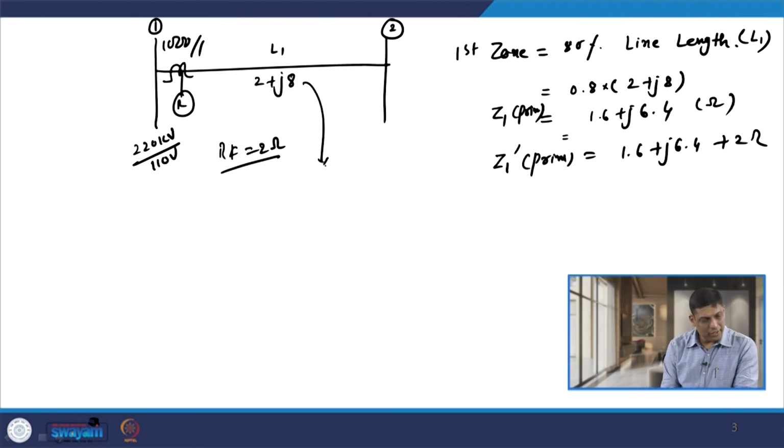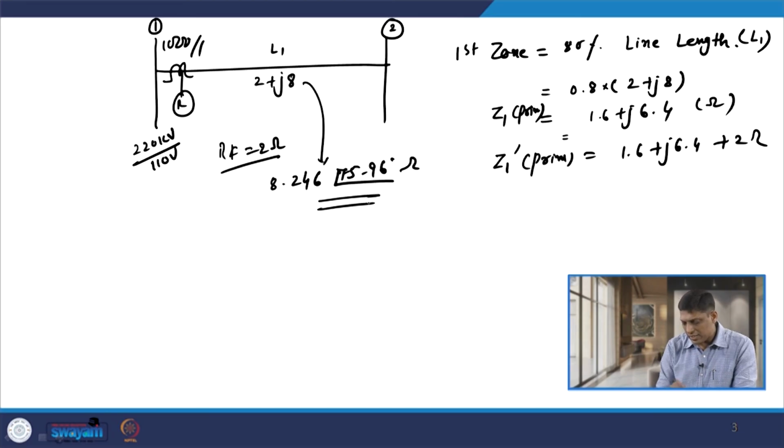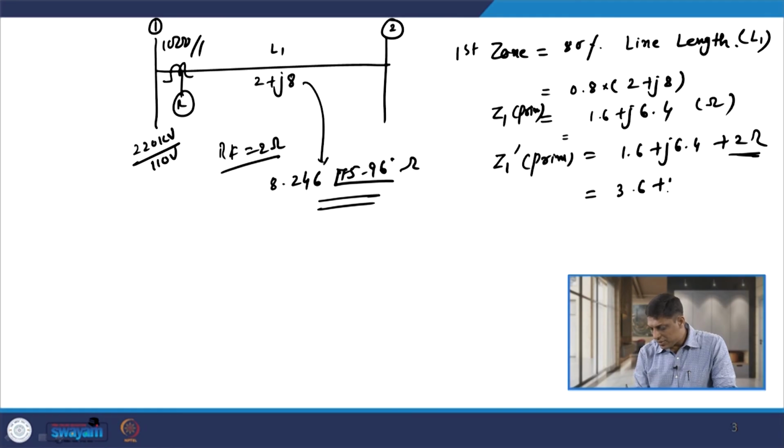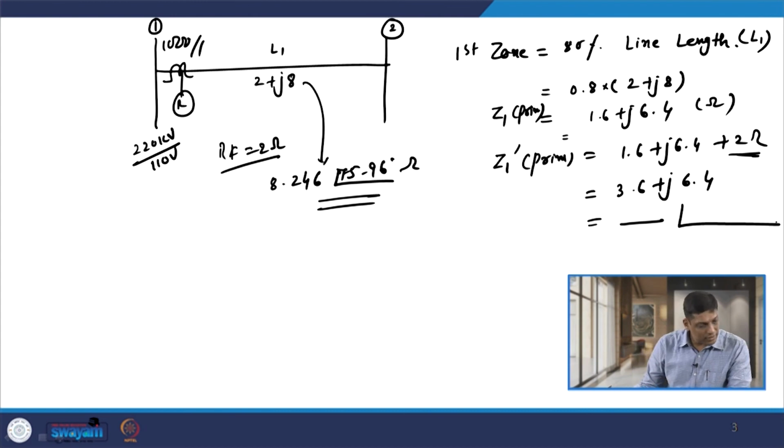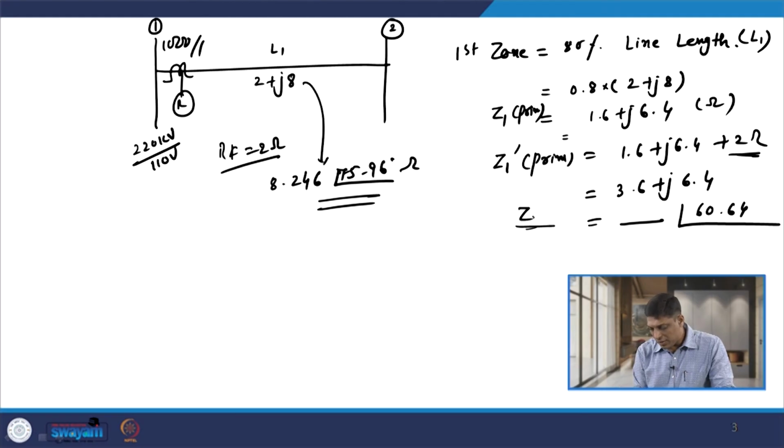In the earlier case, the 2 plus J8 value is 8.246 angle 75.96 ohm. So in the earlier case the angle is this; when I add 2 ohm fault resistance, the value comes out to be 3.6 plus J6.4. If I convert it, you have some magnitude and the angle comes out to be 60.64. So, you need to consider this Z1 dash primary, because in that case the angle phi reduces. Earlier it was 75.96, now it will be 60.64.